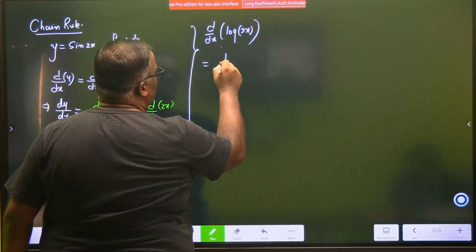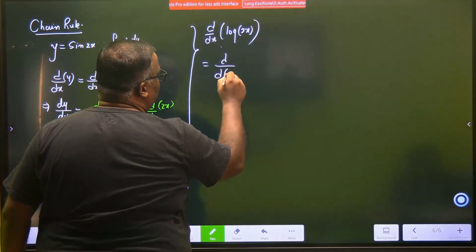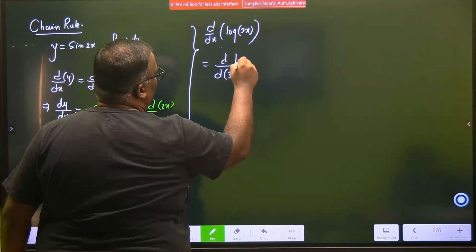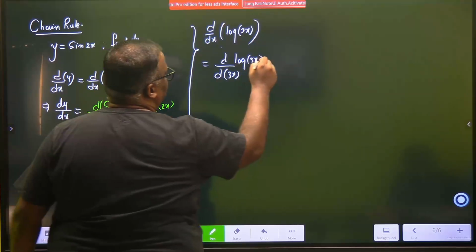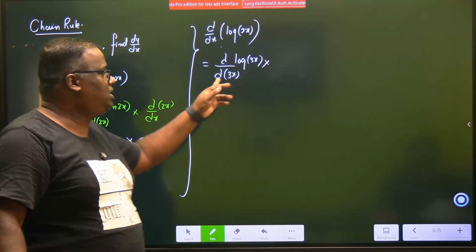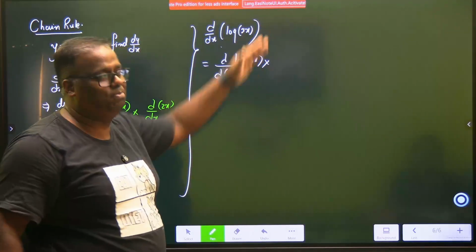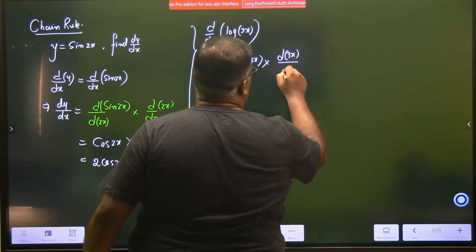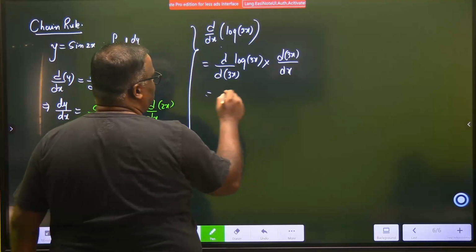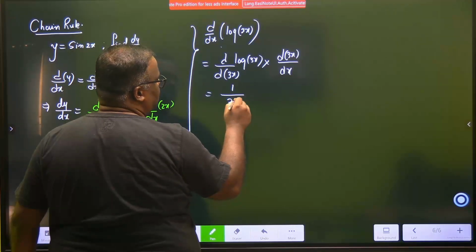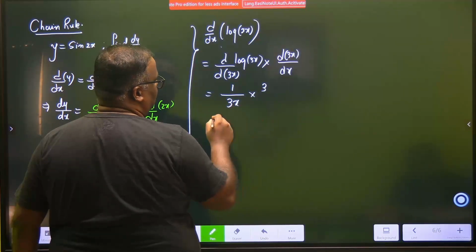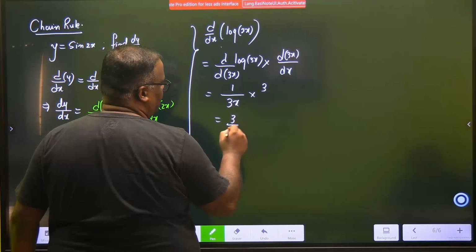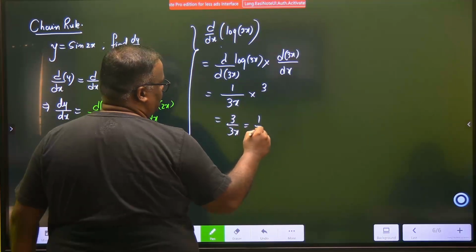So we have to change it. How do we change? We take d(3x) of log 3x. See? And you have to abolish this, so take it on top. d(3x) by dx. Now it becomes what? 1 upon 3x multiplied by 3, which is 3 by 3x, equal to 1 by x.